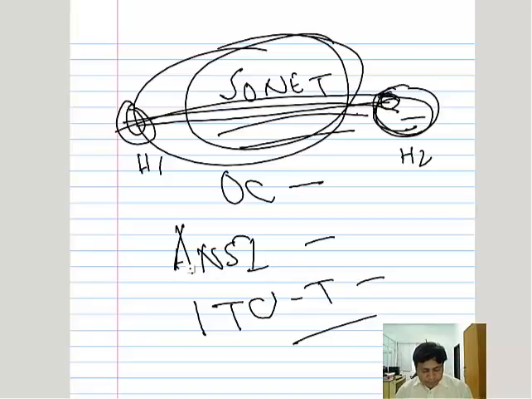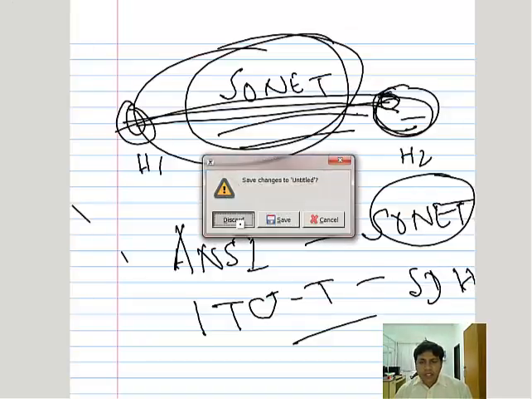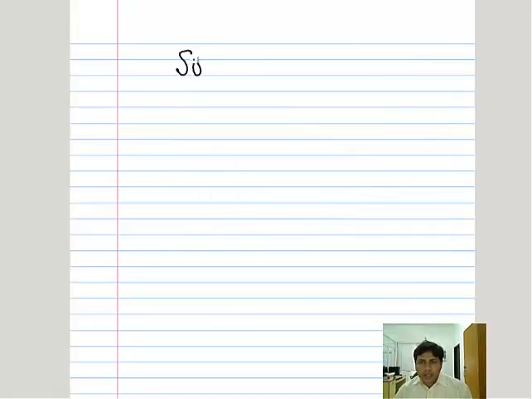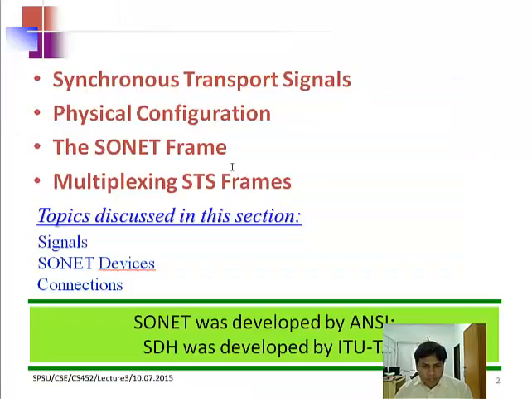Now, when we talk about the ANSI standard, it actually talks about SONET, and when we talk about the ITU-T European standard, it talks about the hierarchy SDH. So that is the reason we talk about SONET SDH. Now our discussion is what SONET is and what SDH is. So this we are going to talk about in this particular segment.